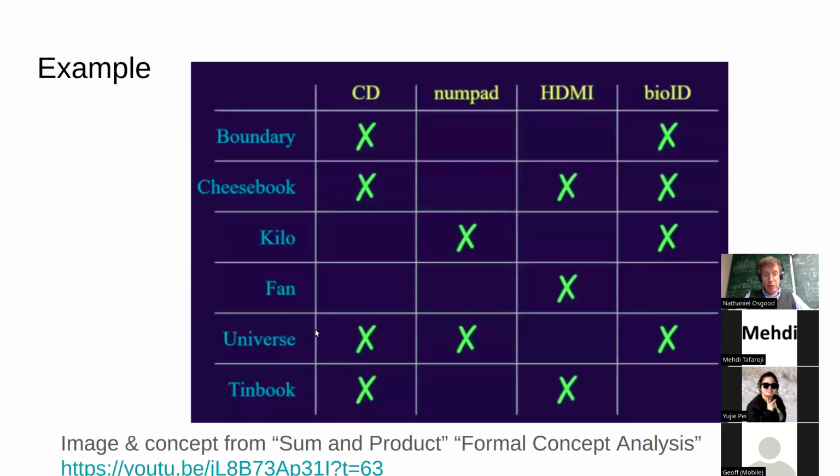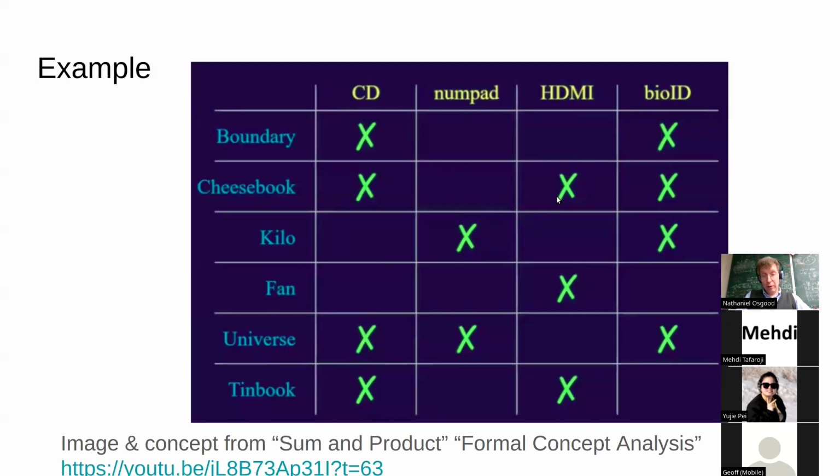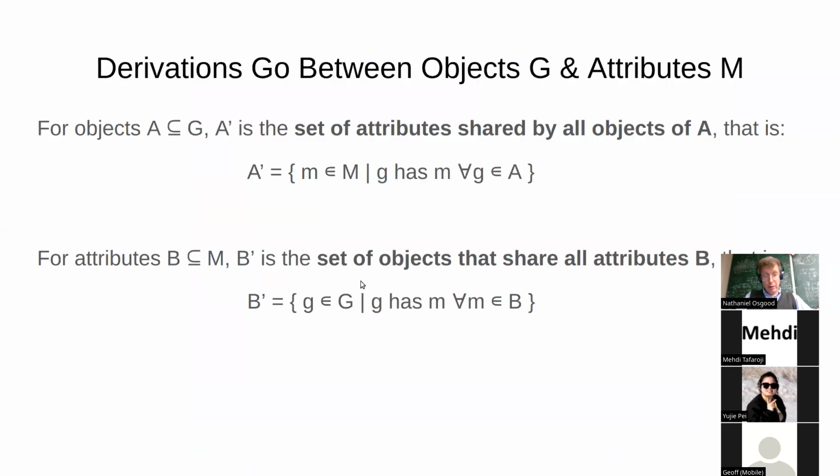So for example, if our attributes were something like the HDMI and CD, we're looking for objects that must have each and every one of those. Well, one of those objects would be the cheese book. Another object would be the tin book, but nothing else has both of those attributes. So here we're going from attributes to objects that have all of those.